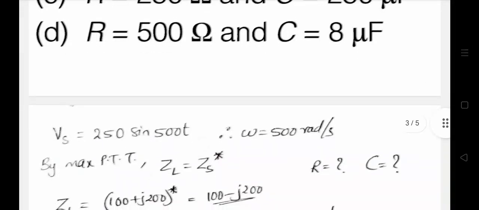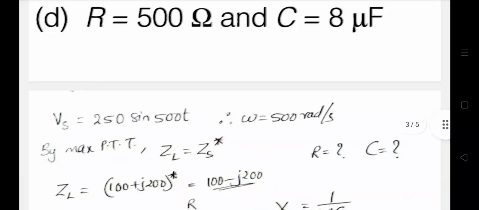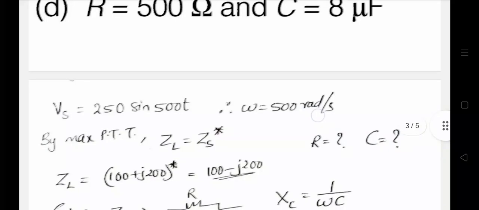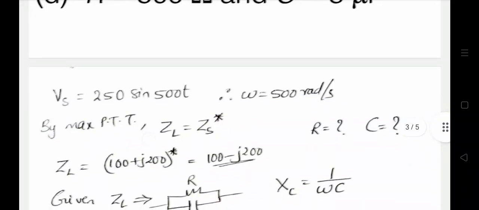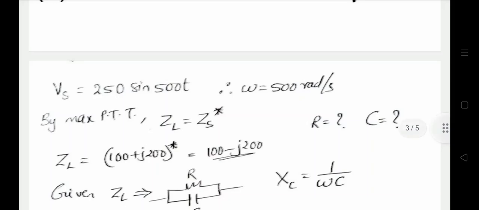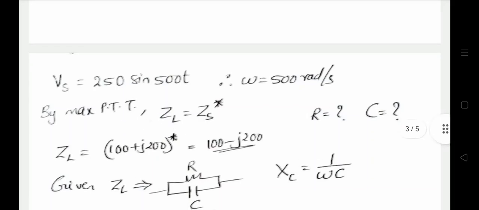Given Vs is equal to 250 sin 500t. This is of the form sin omega t, right? So we get the value of omega equal to 500 radians per second. Now let's apply the maximum power transfer theorem. By the maximum power transfer theorem, the load impedance Zl should be equal to the conjugate of the source impedance.